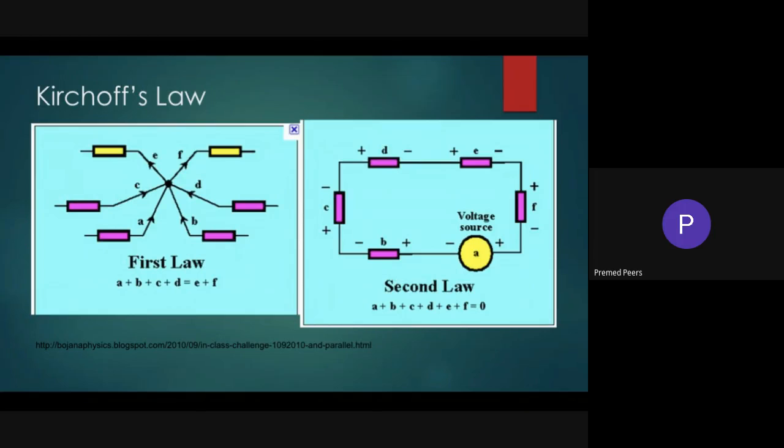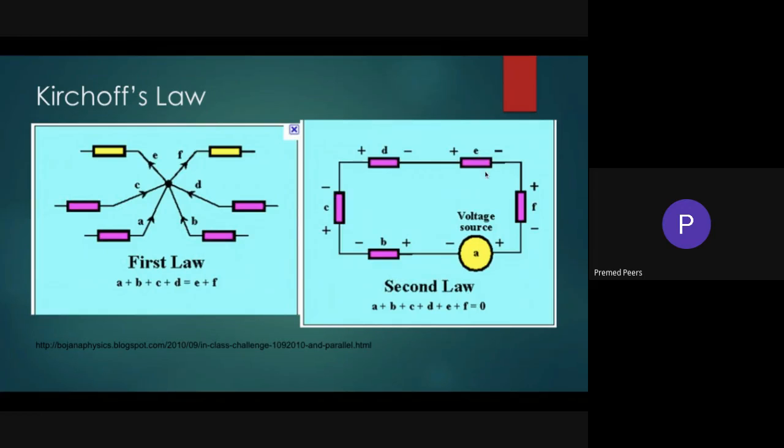So when you're talking about current entering and exiting a node, for example, the center point is a node. So A plus C, D and B, because you see the arrows that are feeding into the node. This is current entering the node, and then E and F, those are currents exiting the node. So all of these four entering the node will equal the two exiting the node.